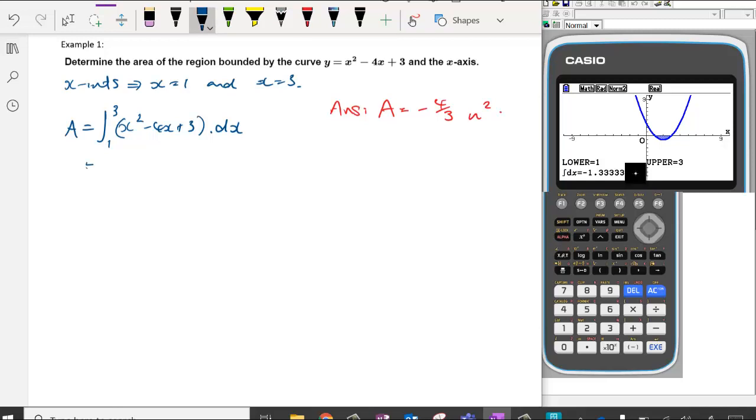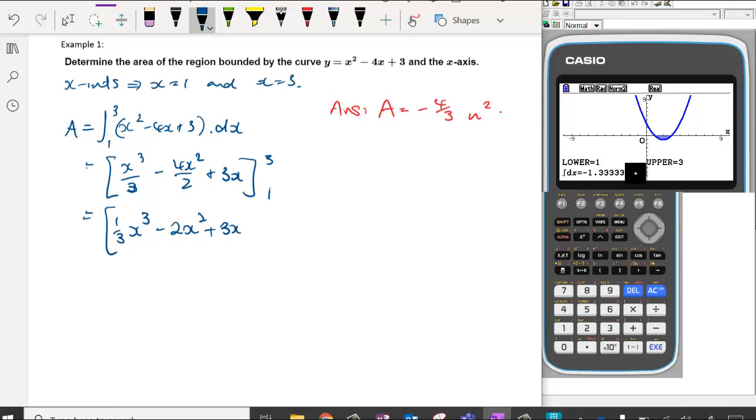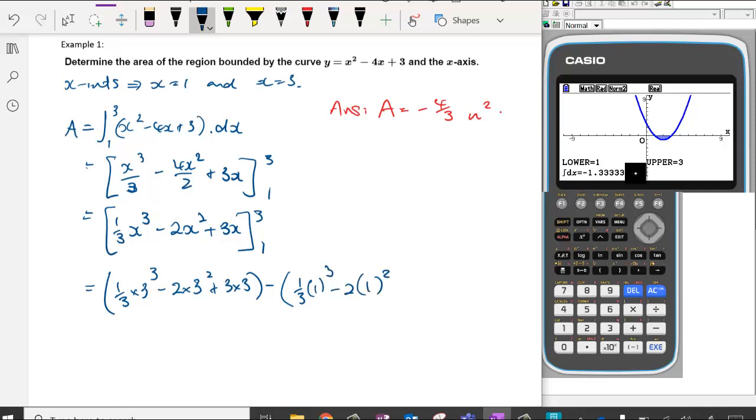Okay, so let's go through our process. This will be x cubed on 3 minus 4x squared on 2 plus 3x between 3 and 1. So that is, we've got 1/3 x cubed take 2x squared plus 3x between 3 and 1. So 1/3 multiplied by 3 cubed, take away 2 times 3 squared plus 3 times 3. Subtract 1/3 by 1 cubed, take 2 lots of 1 squared plus 3 lots of 1.